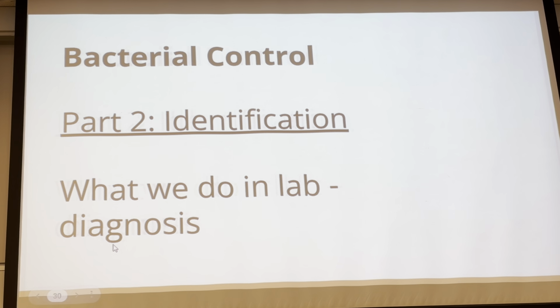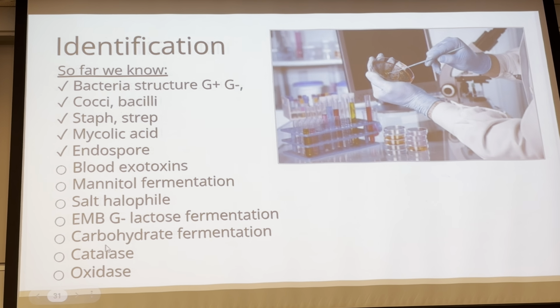Okay, so now identification. We're just going to skip over identification because this is what we do in the lab. In the lab, we look at bacterial structure. So we can straight away know if it's gram-positive or gram-negative. We can look and see what shape it is and what arrangement it's in. We can see if there's mycolic acid on the outside, which is what we did last time. We did endospores, so we could see if that bacteria forms endospores.